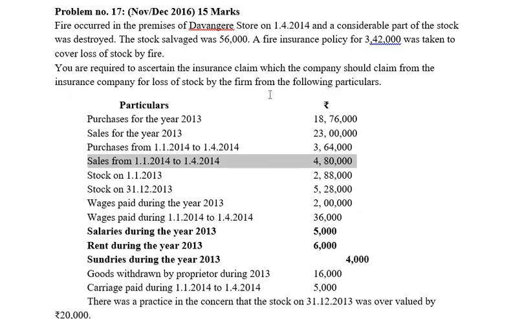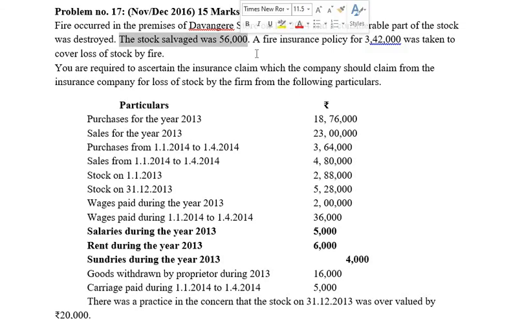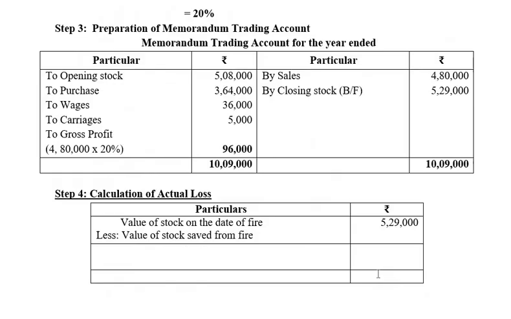See in the problem, how much salvage is given? The stock of salvage given is 56,000 rupees. Consider 56,000 here. 56,000 rupees is the salvage. So when we subtract, how much do we get? We get 4,73,000 rupees.